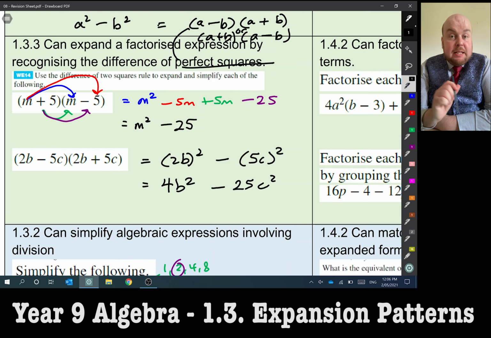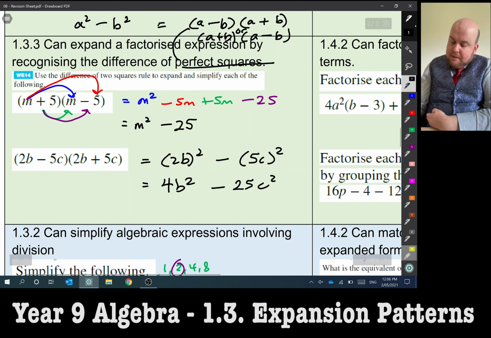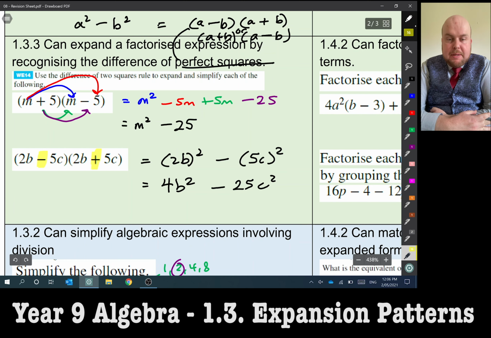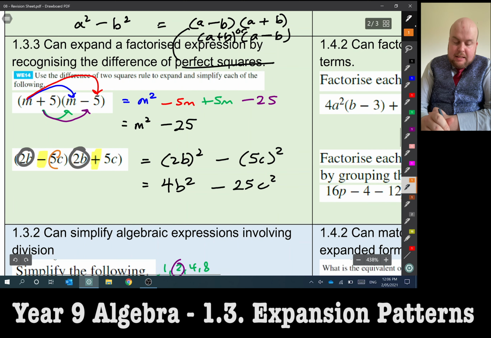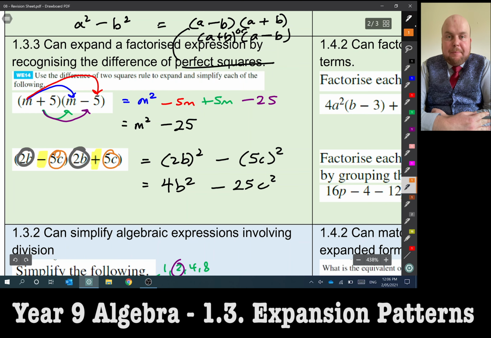Please be careful though. A lot of people see this pattern and think, oh, hooray, I don't need to expand brackets ever again. I just do this. And they get the questions wrong every time because they don't look for the crucial things: that there should be a plus and a minus that has to be different, and they need to make sure that the first things are identical and that the second things are identical as well.